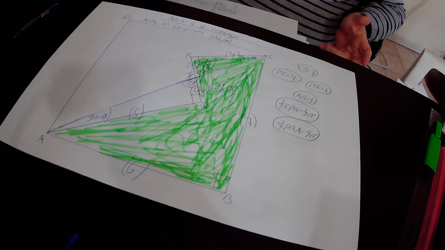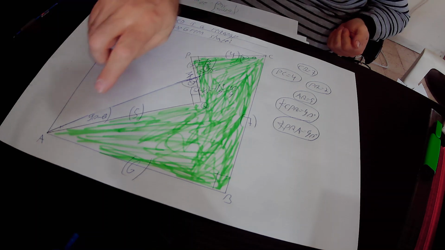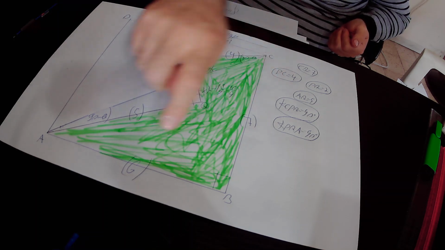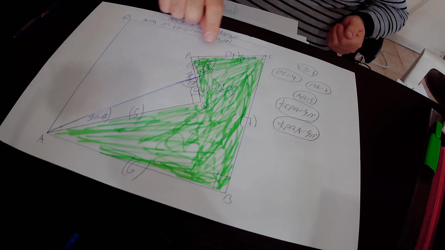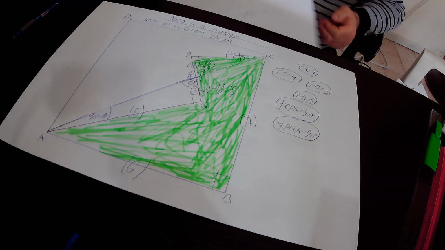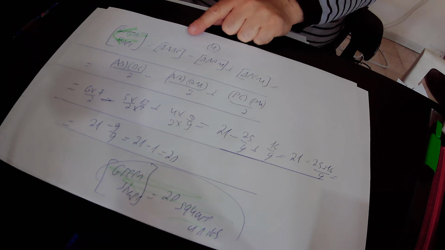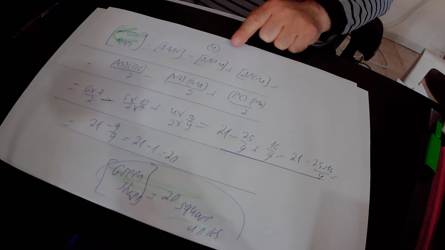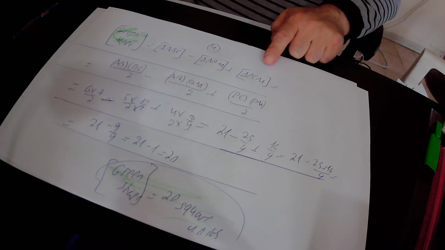So in conclusion, we found that the area of the green shape equals the area of the big right triangle ABC minus the area of the white right triangle MQA plus the area of the green small triangle PCM. I repeat again, the area of the green shape in total equals the area of the big right triangle ABC minus the area of the white right triangle AQM plus the area of the small green right triangle PCM.